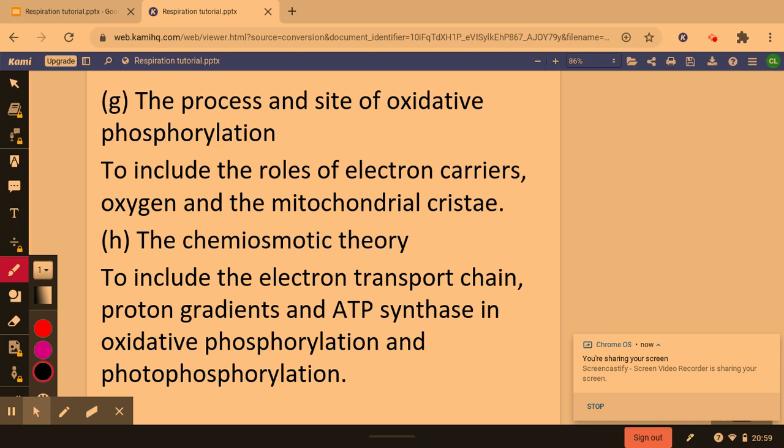Welcome, biologists. Today we are looking at oxidative phosphorylation and the chemiosmotic theory to do with respiration. This is taken from the OCR specification for A-level biology 5.2.2.